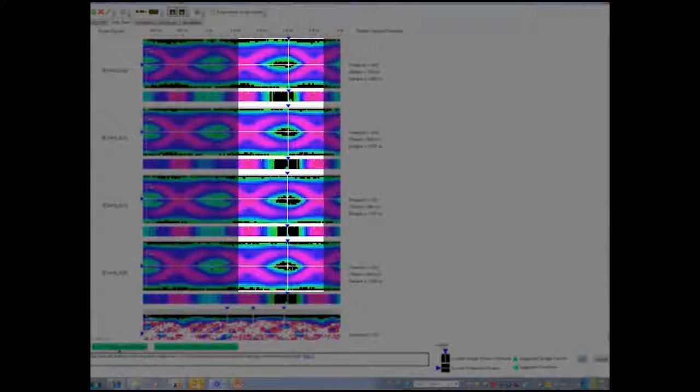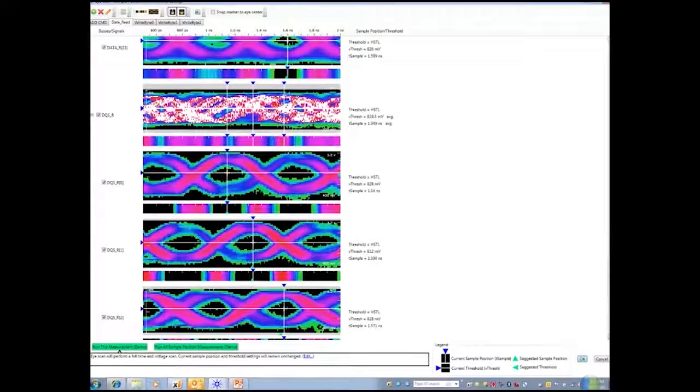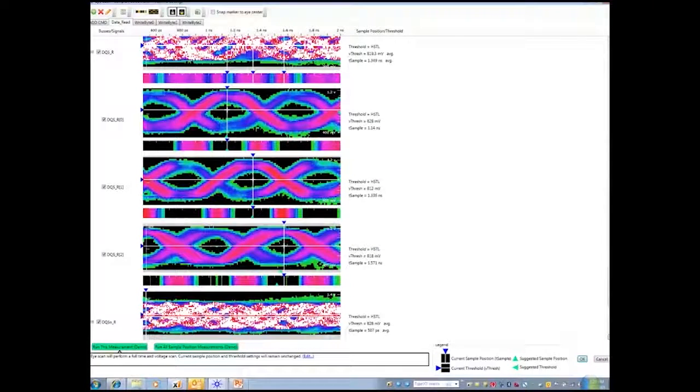So looking at byte lane 2 and realizing that the eyes are smaller relative to the other byte lanes, we begin to wonder if byte lane 2 has an issue. Byte lanes are driven from strobes, so we can go look at the strobes relative to each other and quickly realize by looking at the eyes that DQS2 has a much smaller strobe eye. The strobes are driving the data.